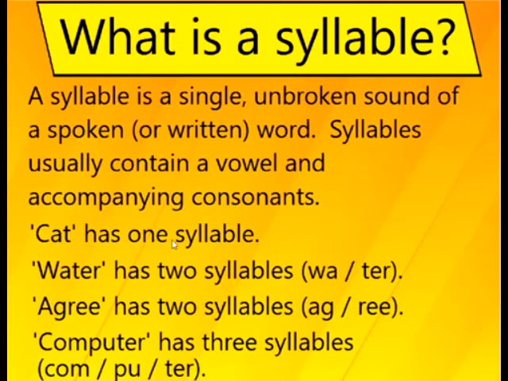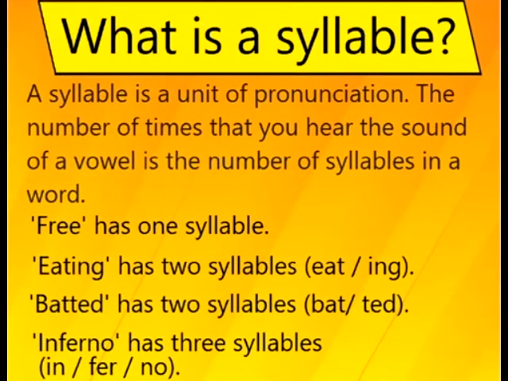Cat has one syllable. Water has two syllables: wa-ter. Agree has two syllables: a and gree. Computer has three syllables: com-pu-ter. So a syllable is a unit of pronunciation.